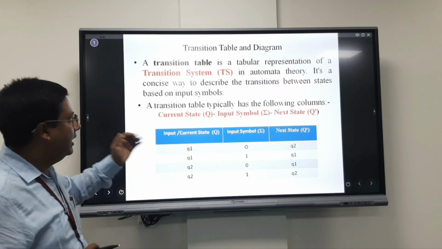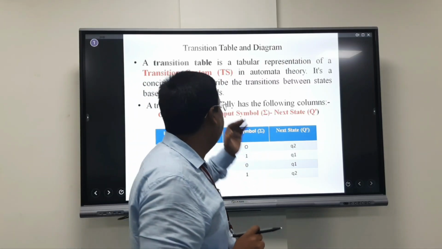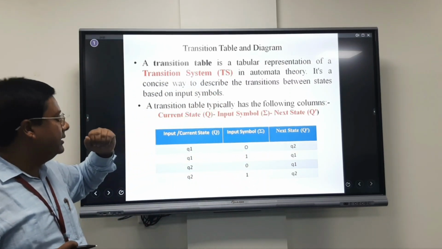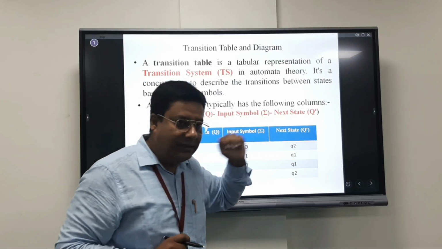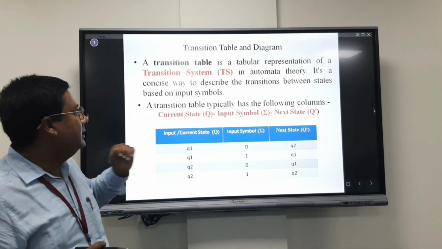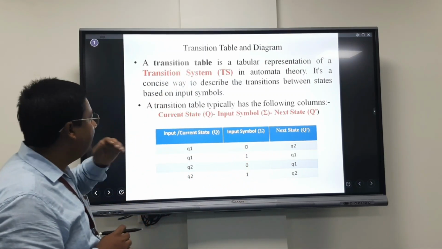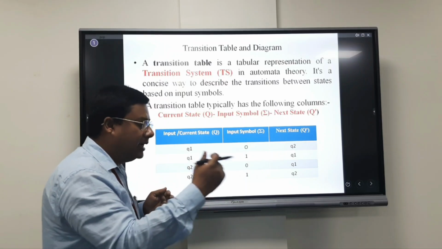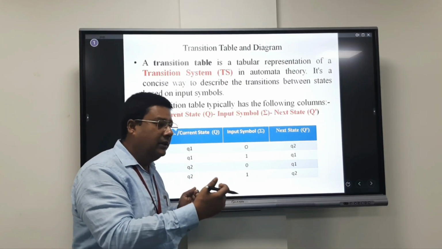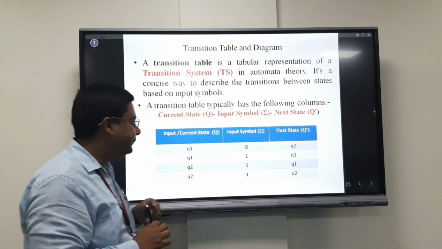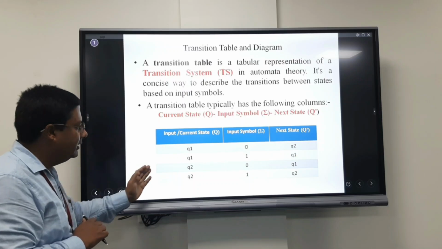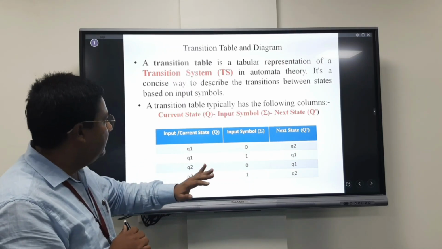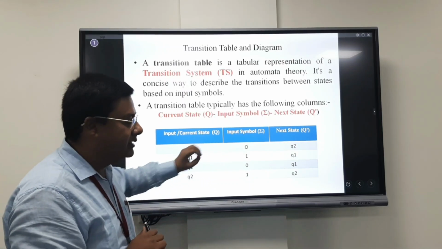Now, I have taken some examples also for this. This is the transition function, transition table and transition diagram. So, what is the meaning of these transitions? I am going to tell you the weightage of transitions. Here a table is given. So, first I will see the table.